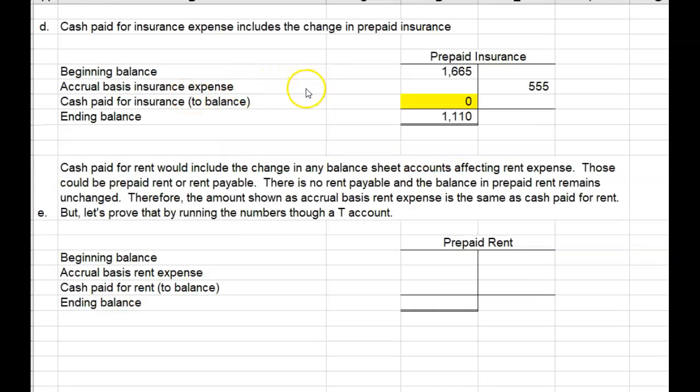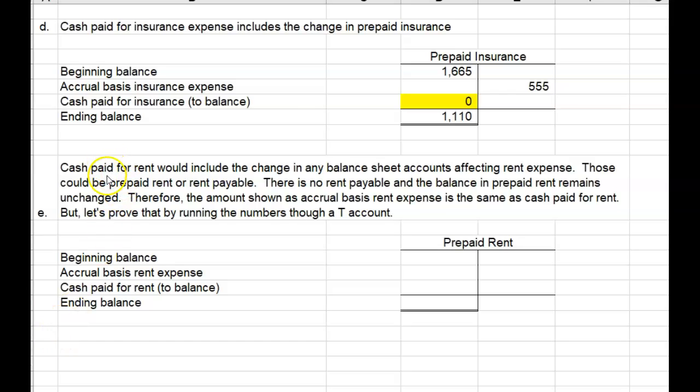Another way of looking at this is that last year we paid $1,665 cash in advance for insurance. On the accrual basis, we do not include that in 20X1 insurance expense, but include it in prepaid insurance. This year, $555 of the amount that was prepaid expired, but none of that was paid in cash in 20X2 because all of it had been paid in cash in 20X1.